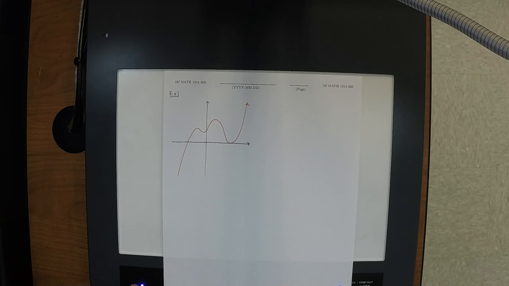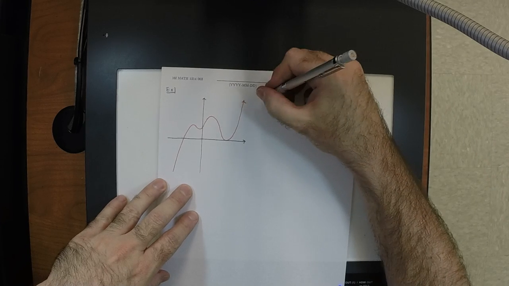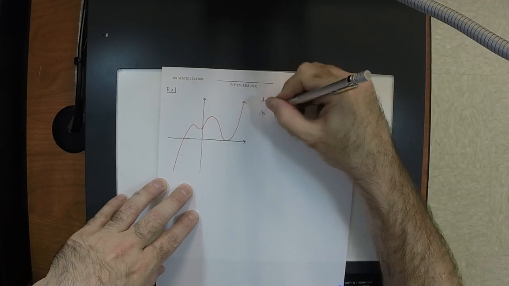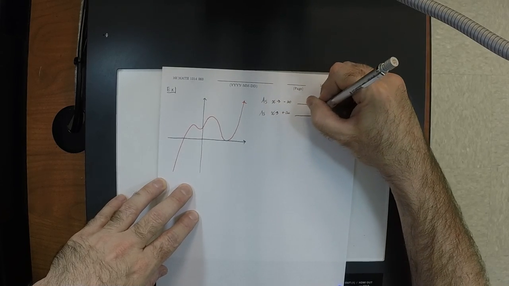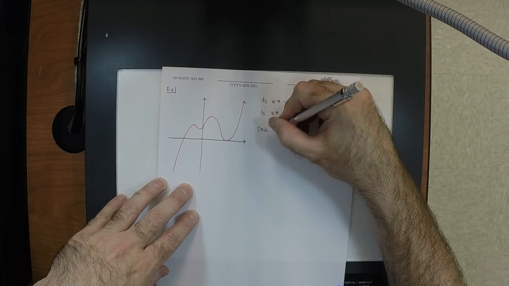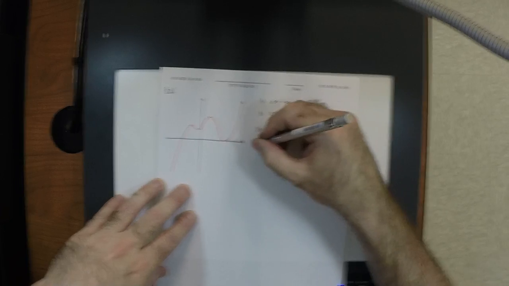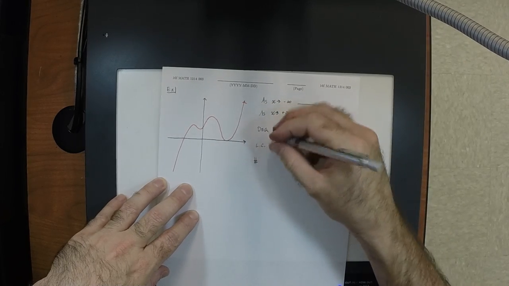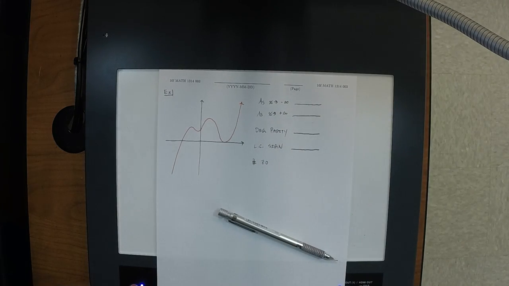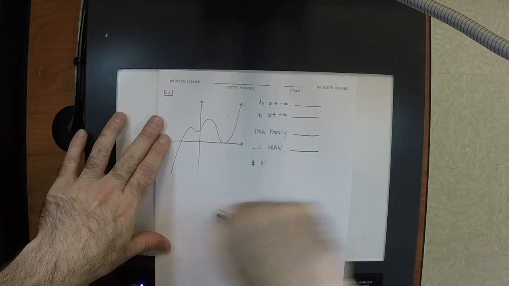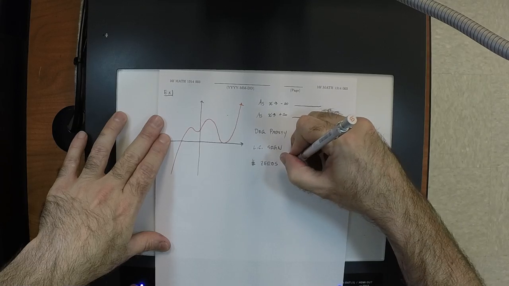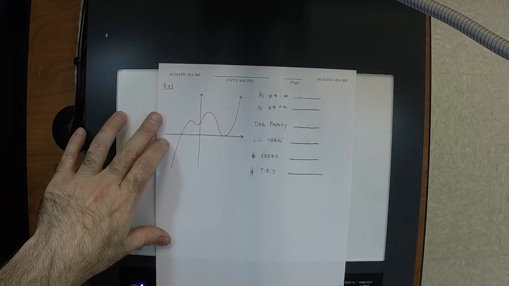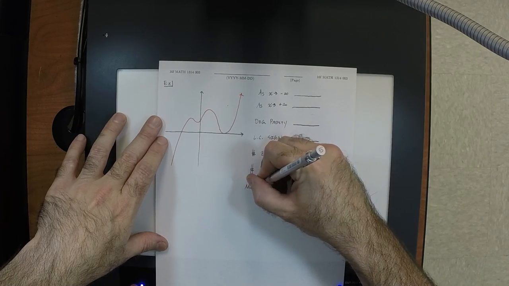Okay, so now I can ask a lot of questions, and I'm going to ask them. So, first question, as x goes to negative infinity, blank. As x goes to positive infinity, blank. The degree parity, blank. The leading coefficient sign, blank. The number of zeros, blank. The number of turning points, blank. And then, as a consequence of all of this, what is the minimum degree?